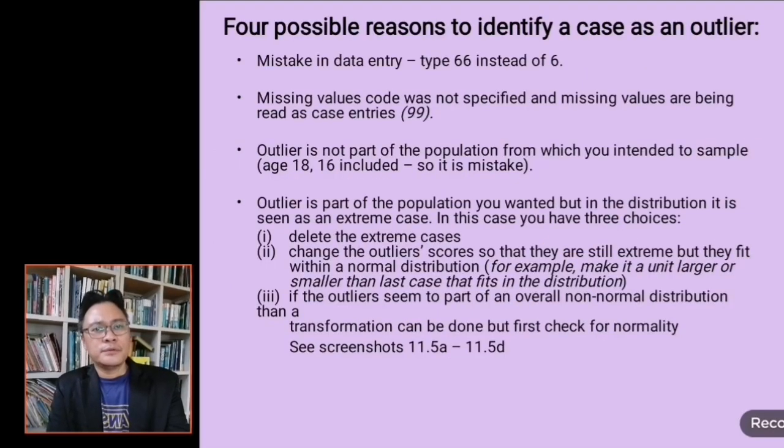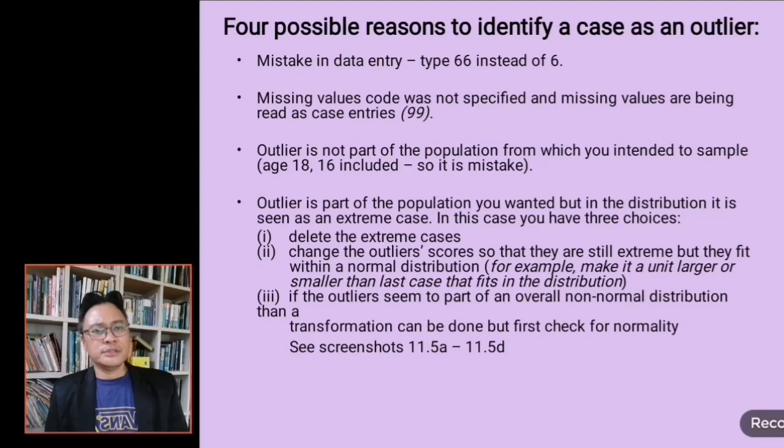Now. 4 possible reasons to identify a case as an outlier. First, mistake in data entry. Alright, number 2. Missing value code was not specified. Number 3. Outlier is not part of the population from which you intend to sample. Number 4. Outlier is part of the population you wanted, but in the distribution is seen as an extreme case.